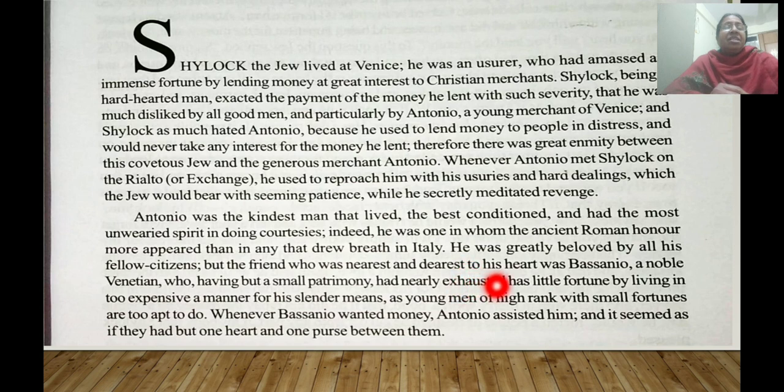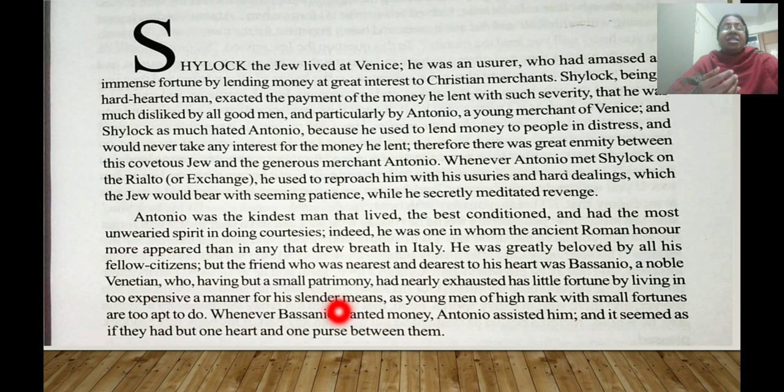So Bassanio, his near and dear friend, was a noble Venetian, of high ranking, high birth, who having but a small patrimony, a small estate which he had inherited from his father, had nearly exhausted his little fortune. He had exhausted all his money by living in too expensive a manner for his slender means. So he lived beyond his means. That is, he was a spendthrift. In simple words, we can say he was a spendthrift. So he was a person who would spend a lot.